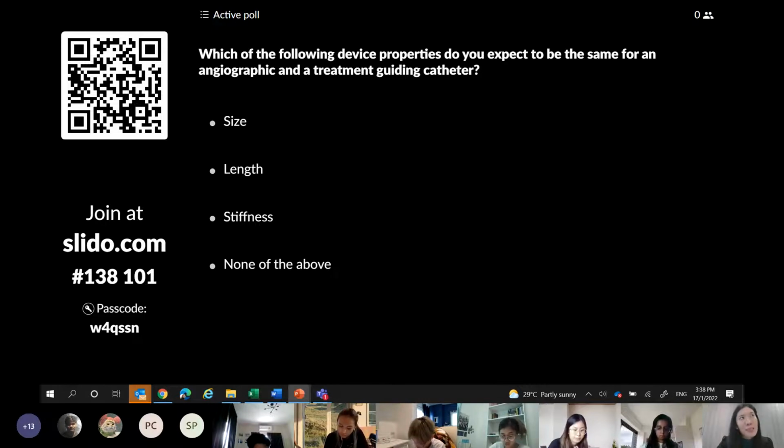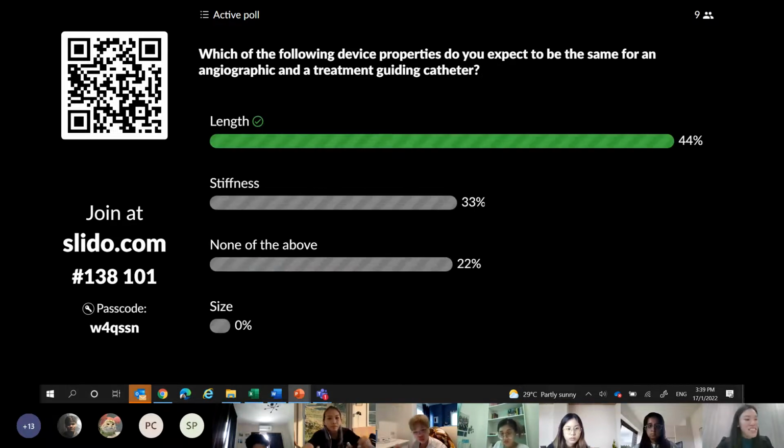I didn't really reveal the answer maybe, but which of the following device properties do you expect to be the same? So not different, same for angiographic and treatment guiding catheter. If you think about the procedure, what is actually the same for angiographic and treatment guiding catheter? Okay, I'm going to reveal the answer.